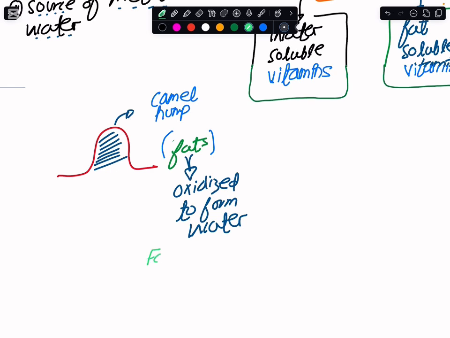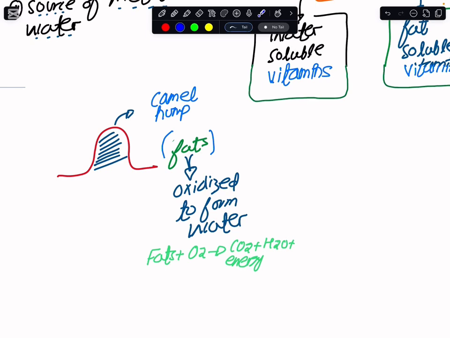And these fats, when they are oxidized by respiration, with this formula, like I would have the fats with me, and these fats, when they are broken down by combining with oxygen gas, we make carbon dioxide gas, we make water out of it, and we release energy out of it. Now, since so much of the fat is getting oxidized within the camel hump, a lot of water is released out of it, so that the camels can live and survive in the harsh conditions that we have in the desert.